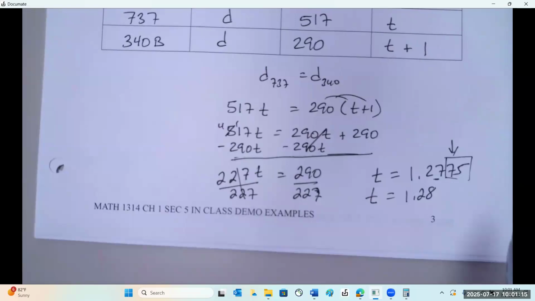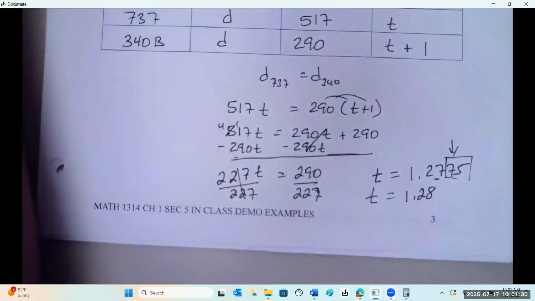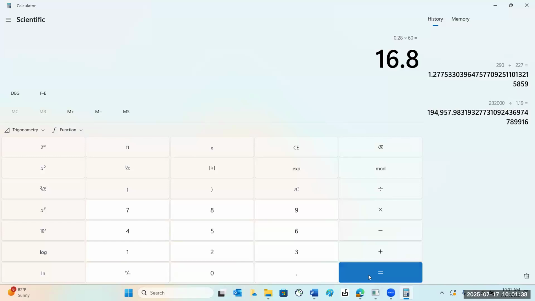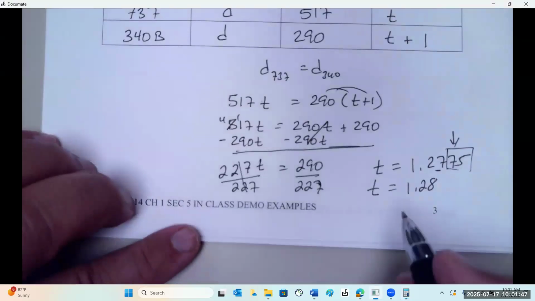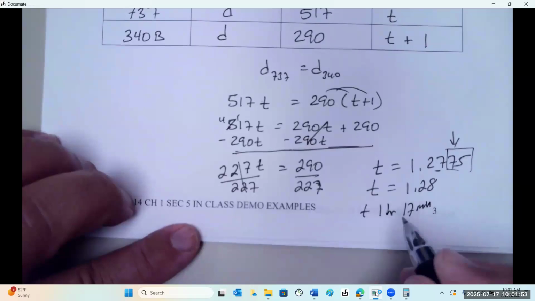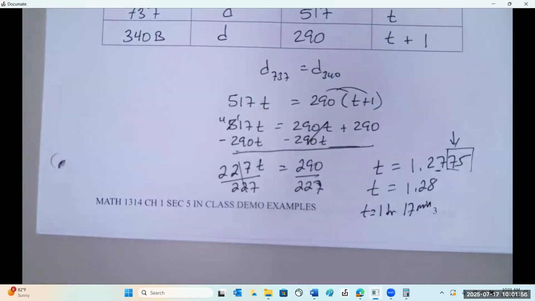But 0.28 is not 28 minutes, because this is out of 100. Time is only out of 60. So what is 0.28 times 60? 16.8, approximately 17 minutes. So at 1 hour and 17 minutes later, that's when the planes were the same distance apart.